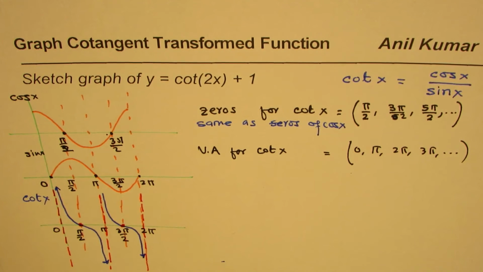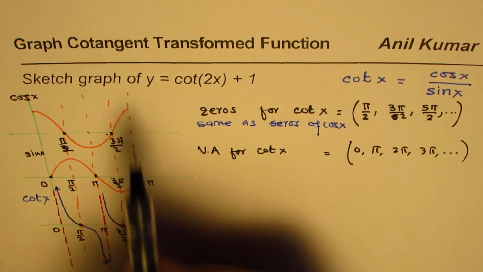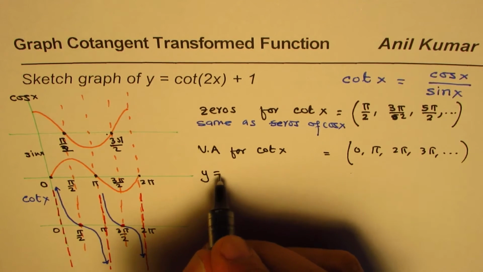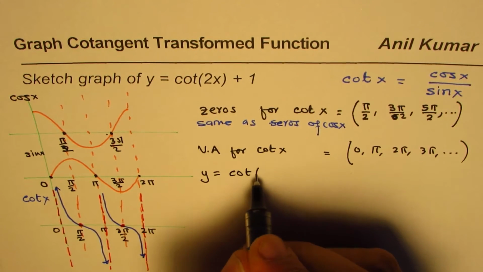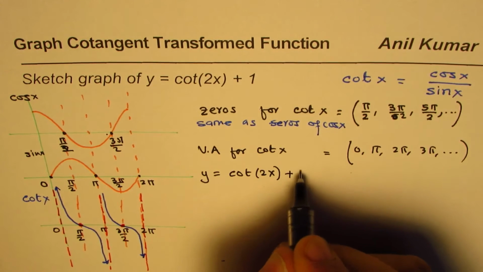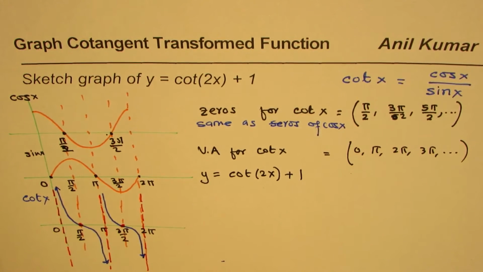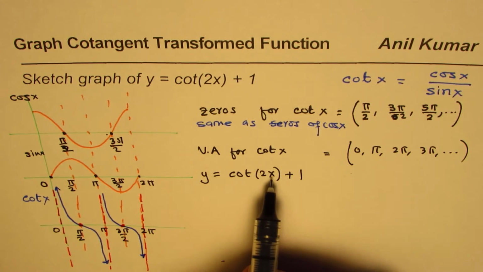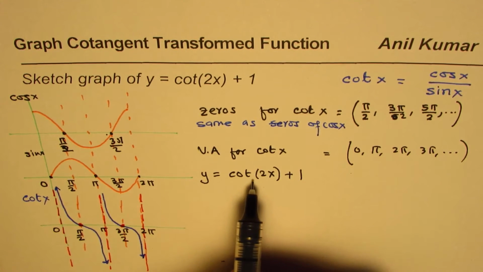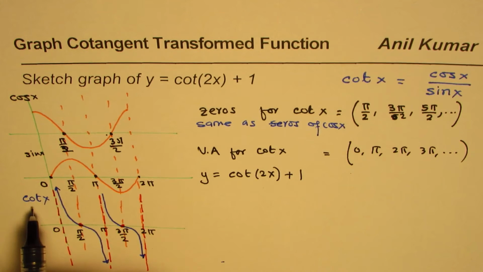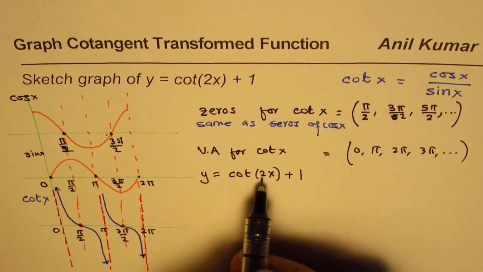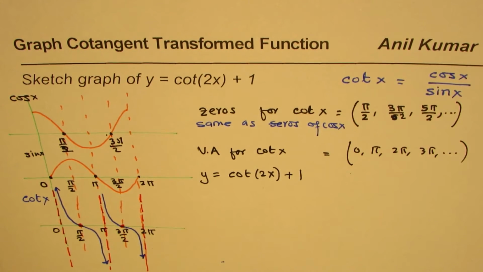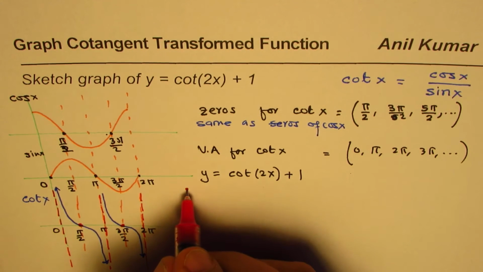This is cotangent x. Now let us look into the graph of y equals cot 2x plus 1. We'll do it with transformation, right? So when we say that we need to sketch cot 2x plus 1, how is this graph transformed when you compare it with cotangent x? So horizontally, it has been compressed by a factor of half, correct? So there are two transformations here.